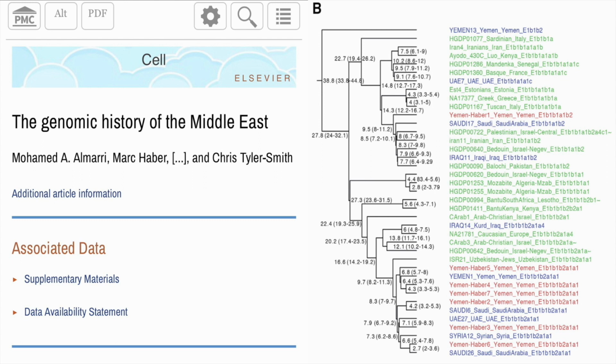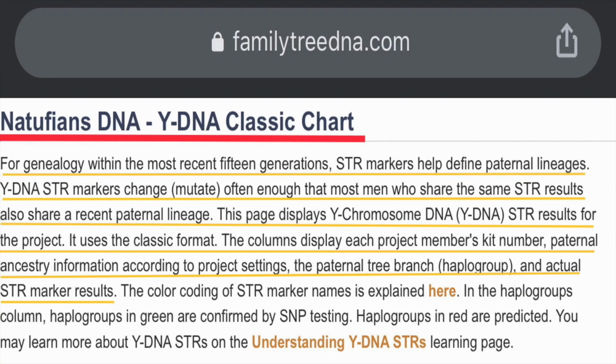carry haplogroup E, and these E clades have been in the Middle East for thousands of years, according to their TMRCAs. As a matter of fact, if you type in Tufian's DNA Y-DNA Classic Chart, you will find a list of various Middle Eastern populations with haplogroup E.